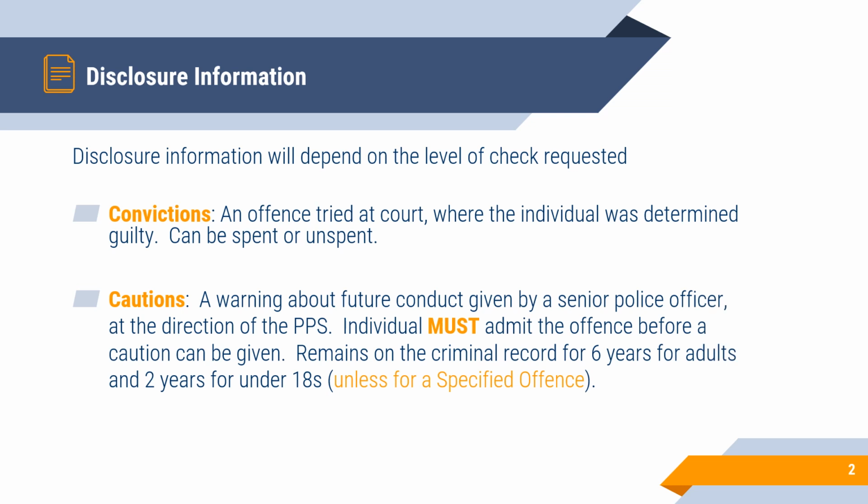A caution is a warning about future conduct given by a senior police officer at the direction of the Public Prosecution Service. The individual must admit the offence before the caution can be given. Cautions are not disclosed on basic checks as they are automatically spent. Cautions remain on standard and enhanced checks for 6 years for adults and 2 years for under 18s, unless they are for a specified offence.